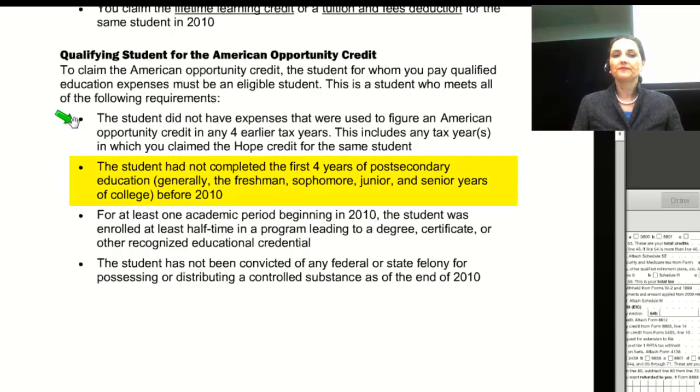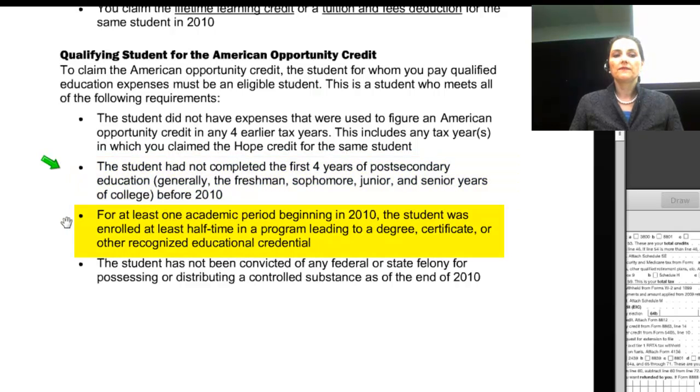Also, the student must not have completed the first 4 years of post-secondary education. This essentially means that the student cannot already have a bachelor's degree. So if you have a student who has already achieved a bachelor's degree, it doesn't really matter what kind of bachelor's degree it is. It matters that they have one. And if they have one, then they're not generally eligible to claim the American Opportunity Credit.